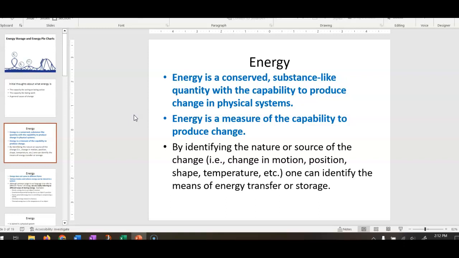And energy, again, has the capability to produce change in physical systems. In fact, we use energy as a measure of the ability to produce change. And so if you watch a system and look at what changes it's going through, then you can identify the means of energy transfer and storage in that system.